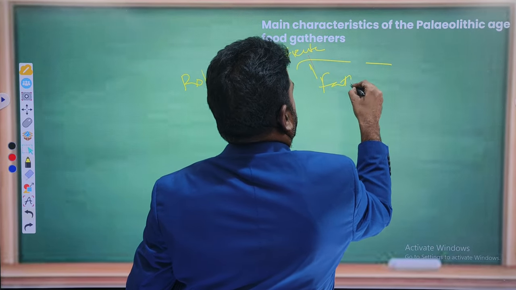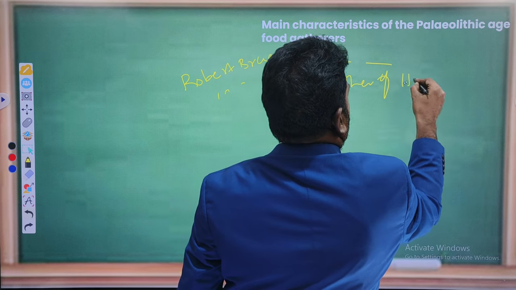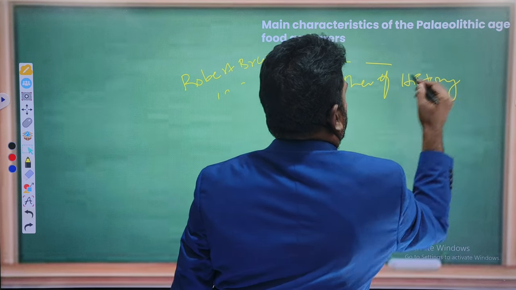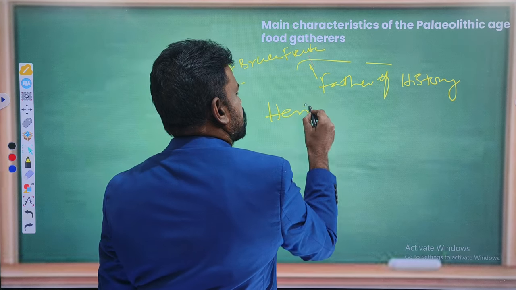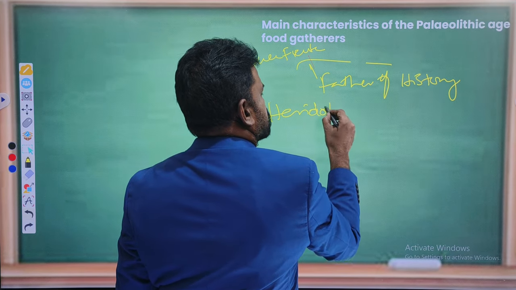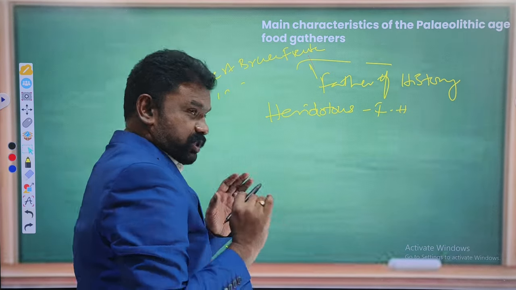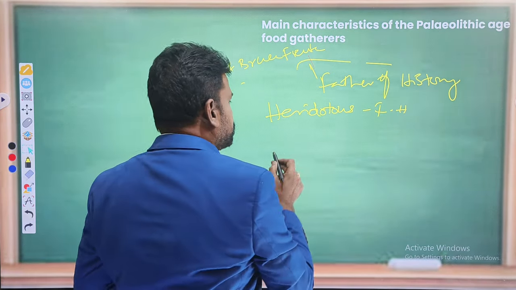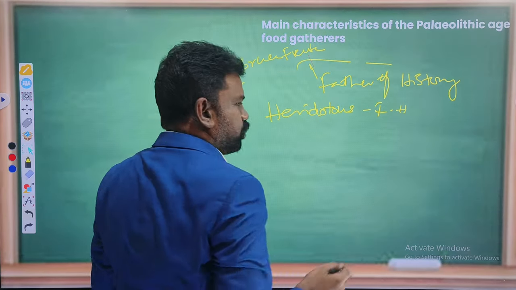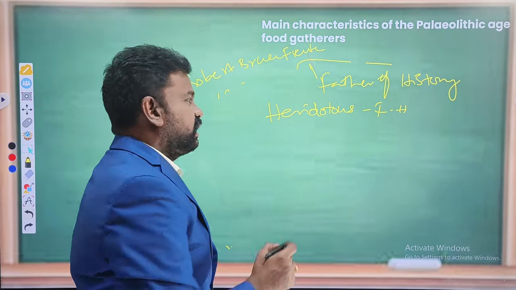Who was the father of history? Herodotus is called the father of history. And the father of Indian history, who wrote Rajatarangini, is called Kalhana.